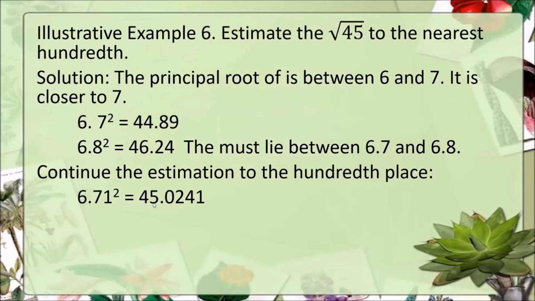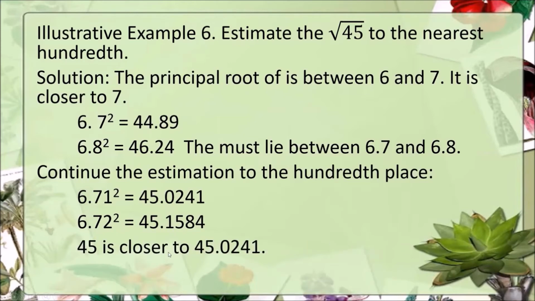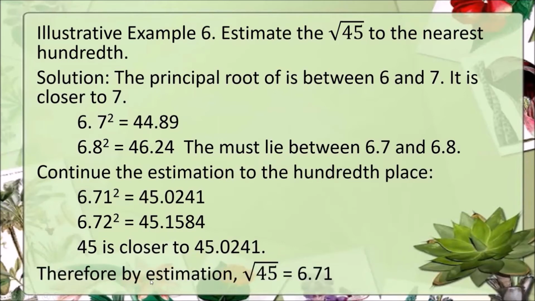6.71 squared is equal to 45.02. 6.72 squared is equal to 45.16. Therefore, 45 is closer to 45.02. Then, the estimate value of square root of 45 is equal to 6.71. So, I hope it is clear at mas naunawaan kung paano tayo magkuha ng estimate value ng square root of a number.